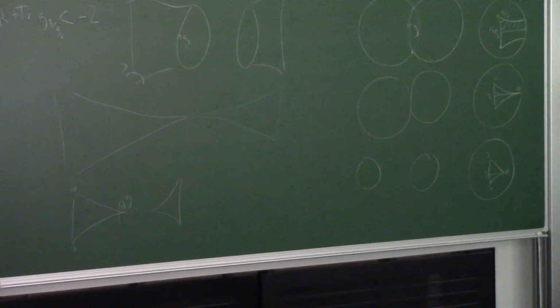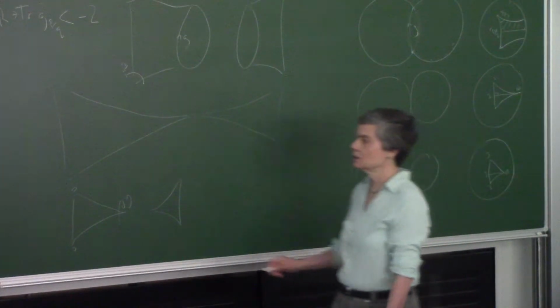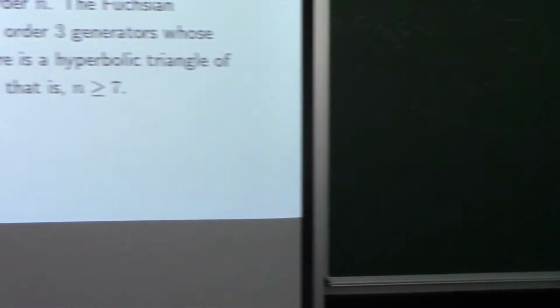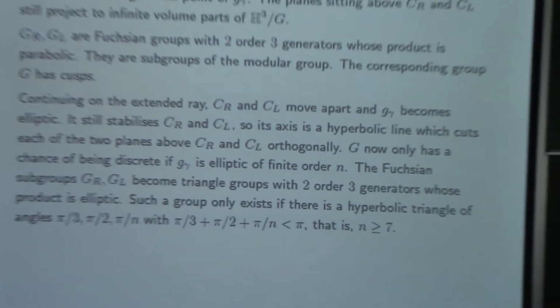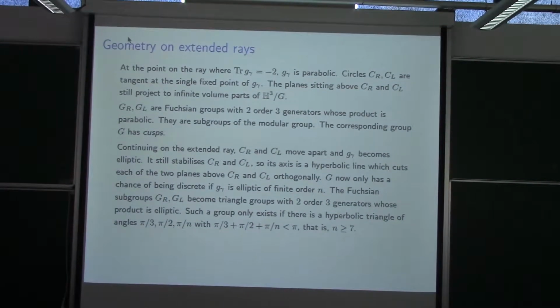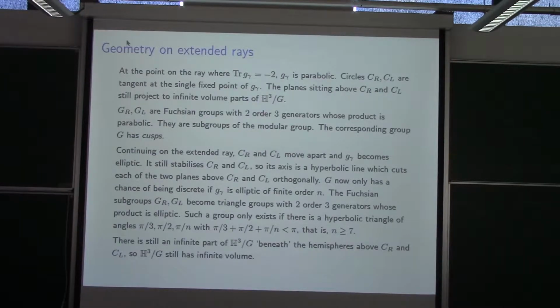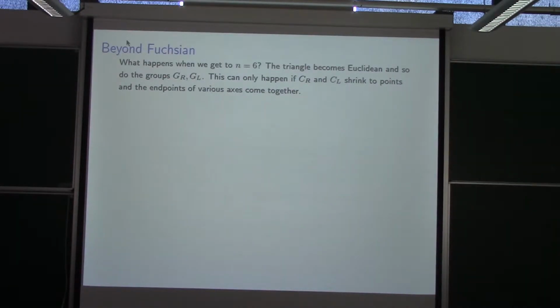triangle group, and I'm sure everybody knows you can only get one of those if n is greater than or equal to 7. So as I'm going down this extending ray, I should get that. And if I think about it, the region underneath these 2 circles persists, and it forces my group still to have infinite volume. What happens when I hit n equals 6?